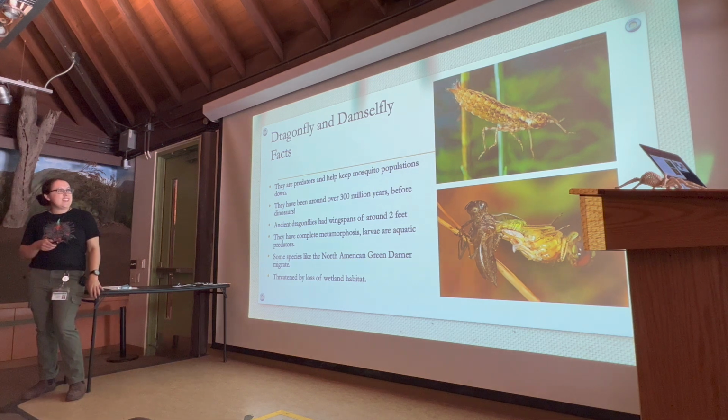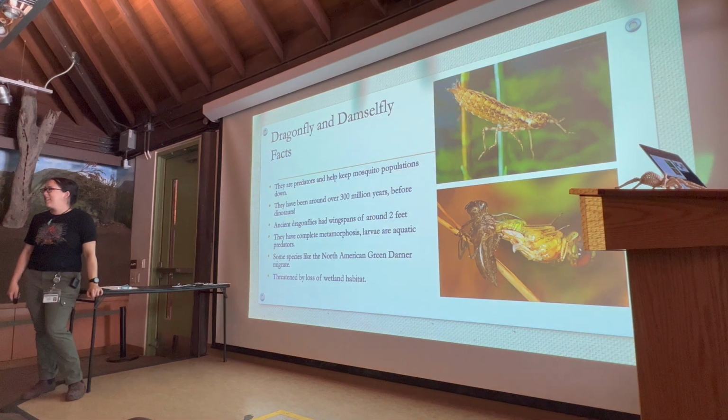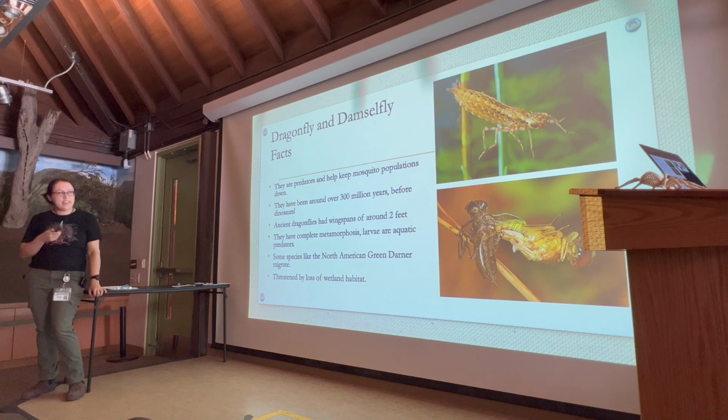Do they use their consorts thing, or do they just hold on and start munching? I think they just hold on and they have chewing mouth parts and they just start chewing, I think.